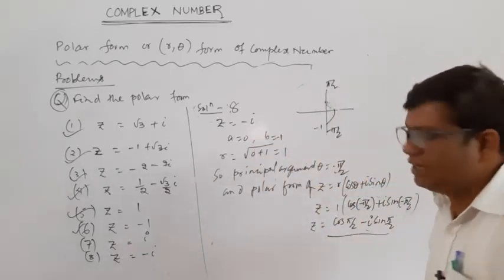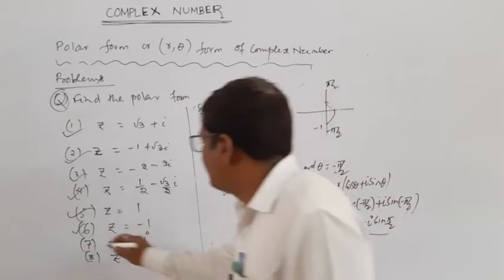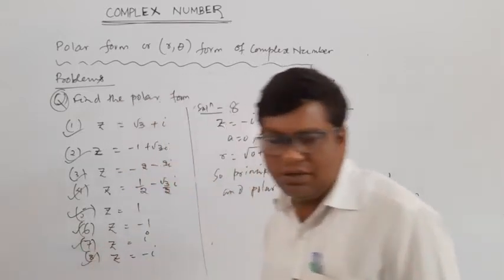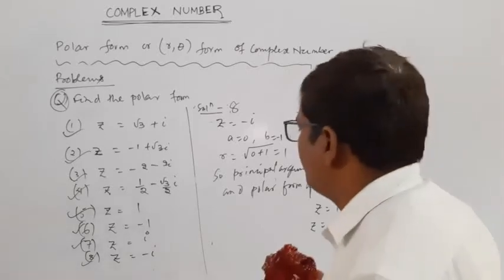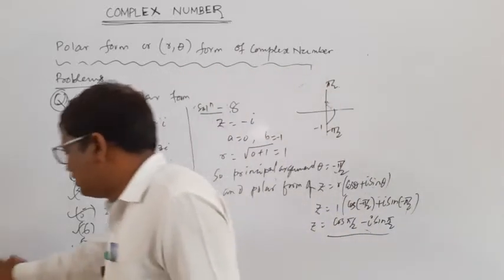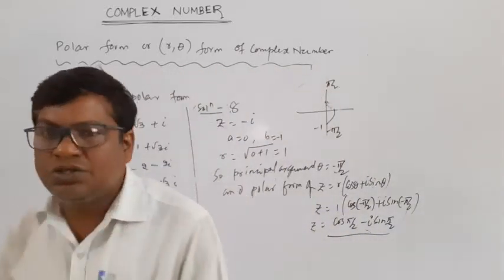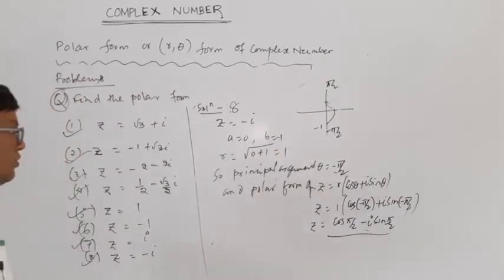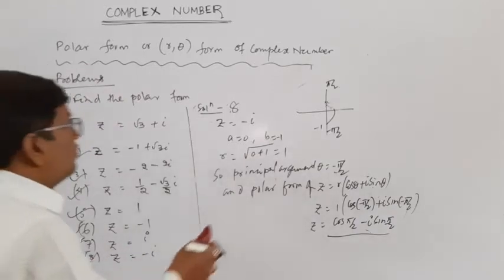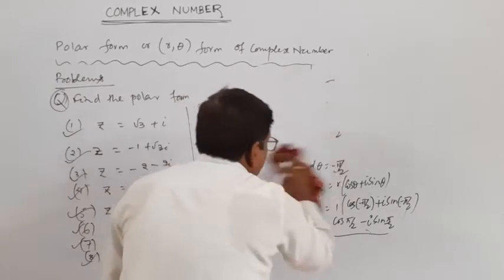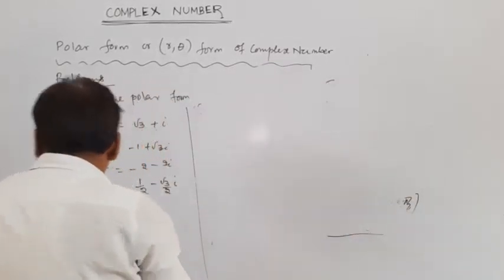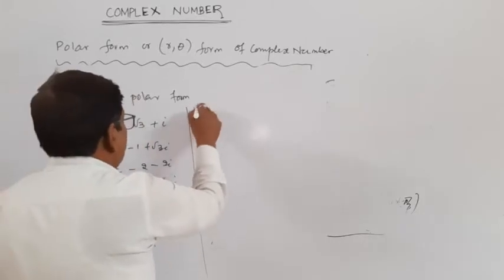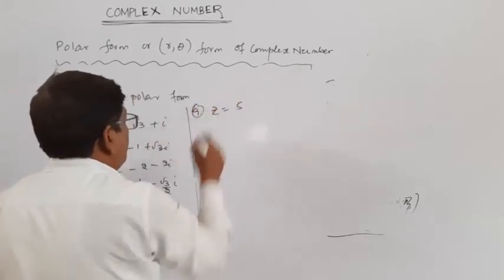Now question number 9. So 7 completed, 8 completed. Now question number 9 is find the polar form of the complex number. Question number 9, z is equal to, suppose, 5.